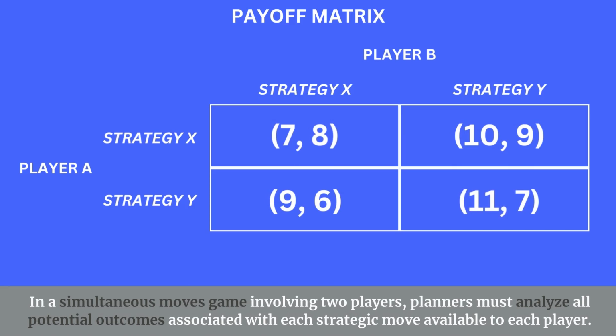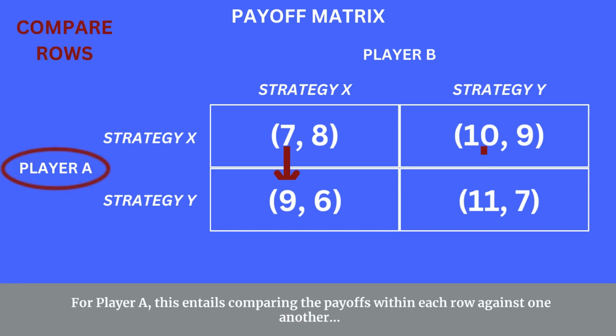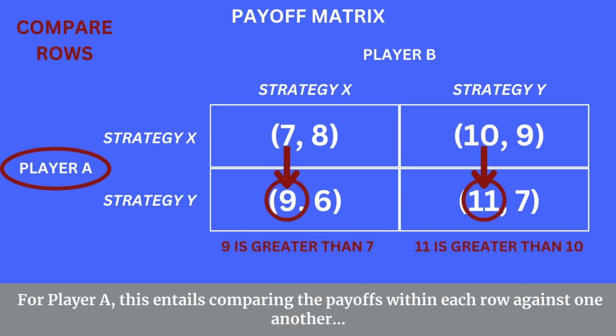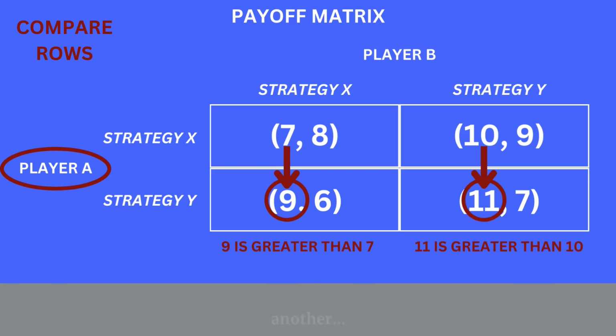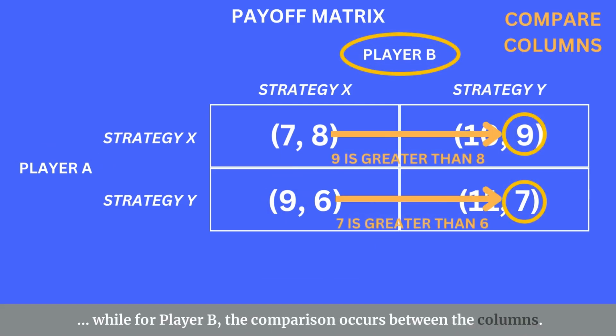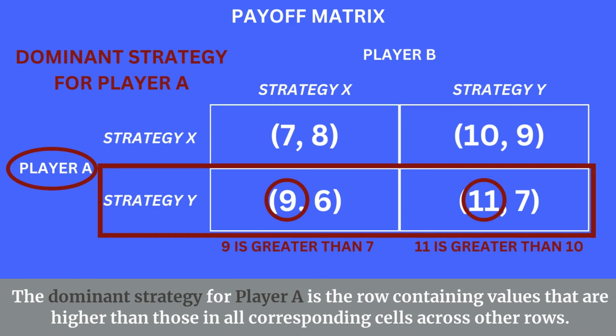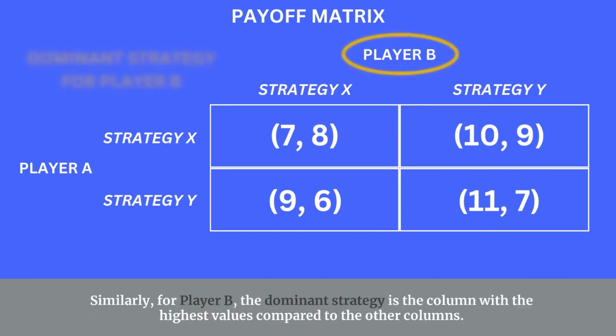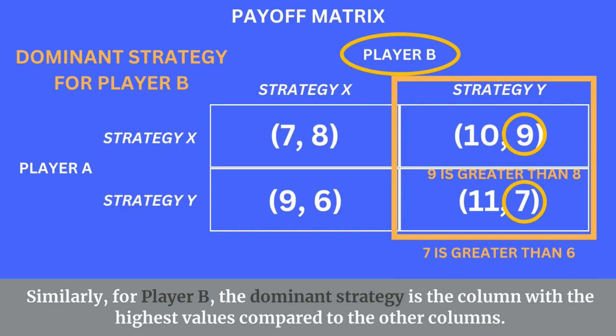In a simultaneous moves game involving two players, planners must analyze all potential outcomes associated with each strategic move available to each player. For player A, this entails comparing the payoffs within each row against one another, while for player B, the comparison occurs between the columns. The dominant strategy for player A is the row containing values that are higher than those in all corresponding cells across other rows. Similarly, for player B, the dominant strategy is the column with the highest values compared to the other columns.